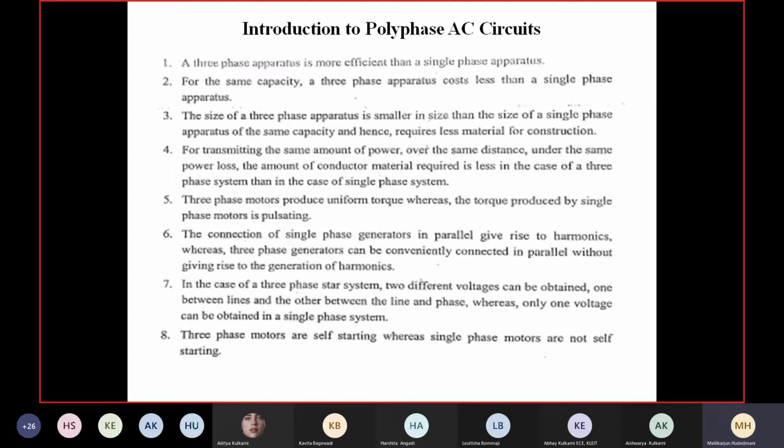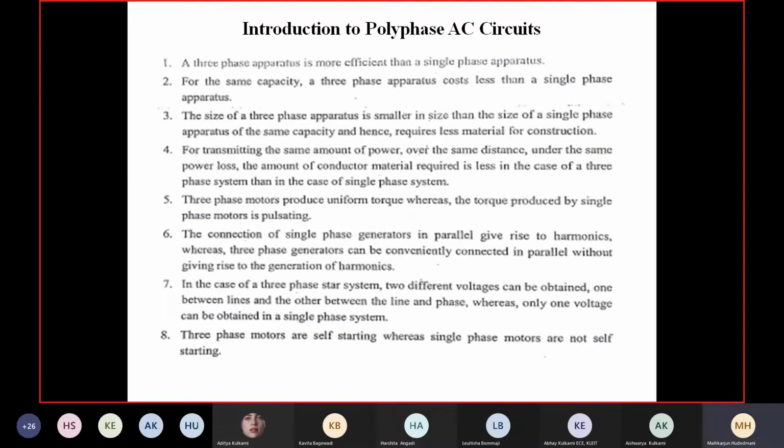Between line and common point, we call it phase voltage. So this is not there in single phase. Single phase will have one line, one neutral, and only one voltage. We measure from line to neutral or neutral to line. You will get 240 volts. That's all in case of the Indian continent.